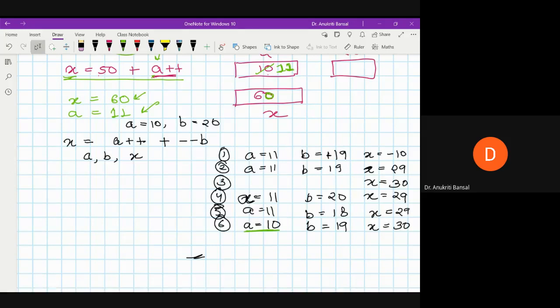अच्छा ठीक है. 30 कैसे आया तुम्हारा? मैम 30 तो A और मतलब A को 11 मानते हुए और B को 19 मानते हुए 30 लिया. ओके, ठीक है. सो ये वाला आउटपुट किसका था? डू यू वांट टू चेंज योर आउटपुट और यू वांट टू एक्सप्लेन हाउ?